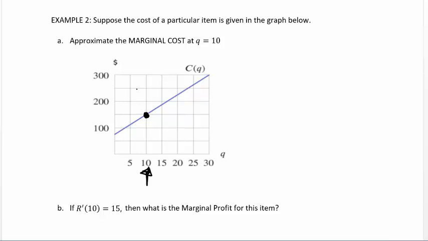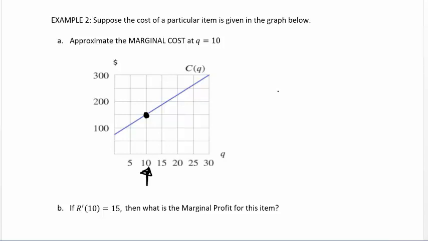Now I notice something really interesting here that I think will be really helpful. I notice that my cost equation is linear. Okay, and I know from before that if my cost equation is linear, then my marginal cost is the slope of the line. So I'm looking to find the slope of this line. If this was not linear, I would need to draw in a tangent line and find the slope of that. But here it is linear.